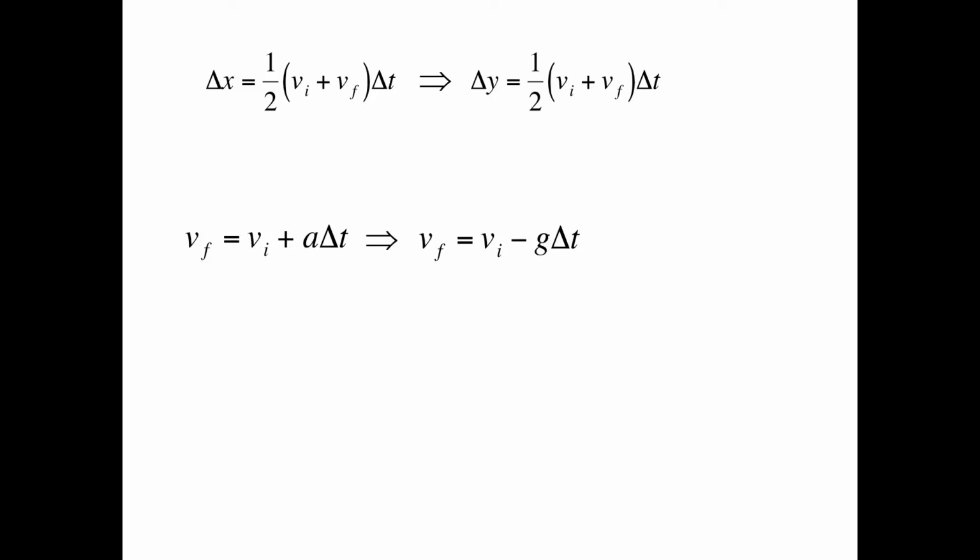Our kinematics get slightly adjusted. The first kinematic was originally delta x equals 1/2 times initial velocity plus final velocity times the change in time. The only change there is instead of delta x, it is going to be delta y. For the second kinematic, it was final velocity equals initial velocity plus acceleration times the change in time. And the small change there is it's now written as final velocity equals initial velocity minus gravity times the change in time.